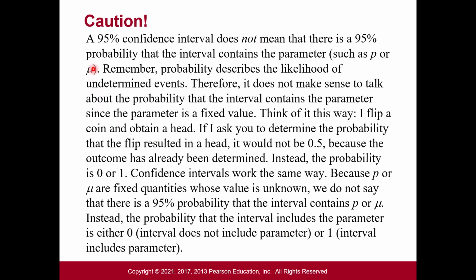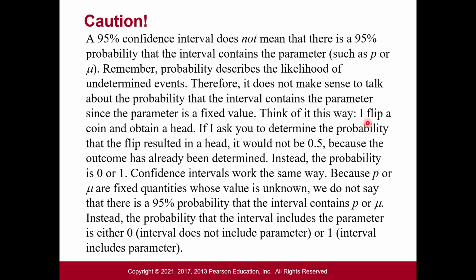Now, a caution to be aware of. A 95% confidence interval doesn't mean that there's a 95% probability that the interval contains the parameter. So this is not the same as probability. Remember, probability describes the likelihood of undetermined events. Therefore, it does not make sense to talk about the probability that the interval contains the parameter, since the parameter is a fixed value.